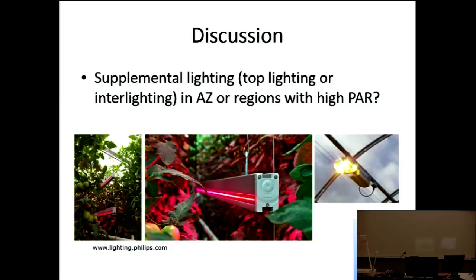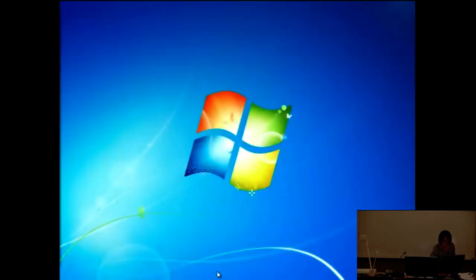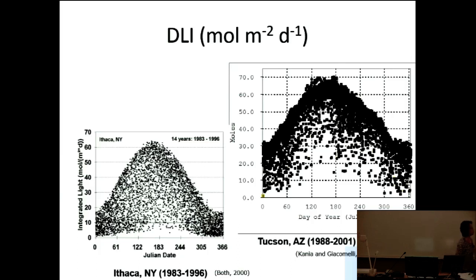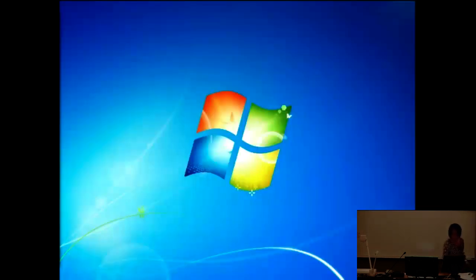What do you think? Okay, so before going further, to discuss light, I have to show the light, right? Oops. No way. Don't go.